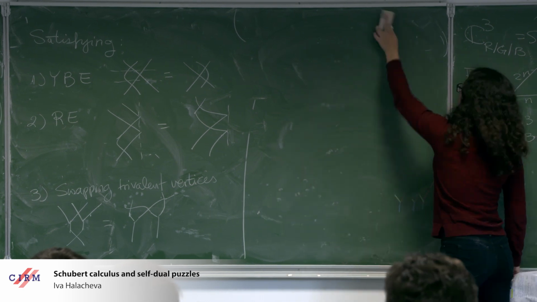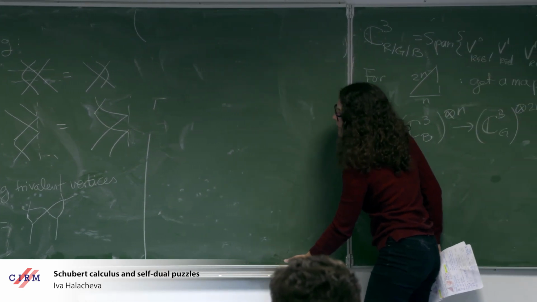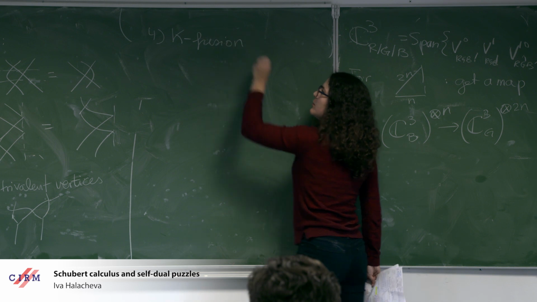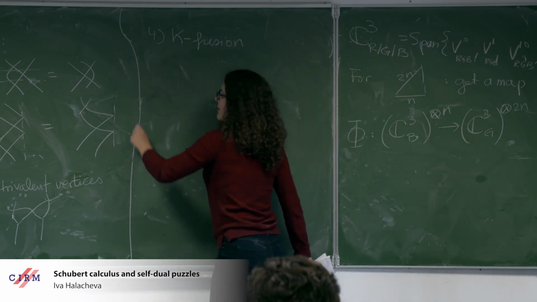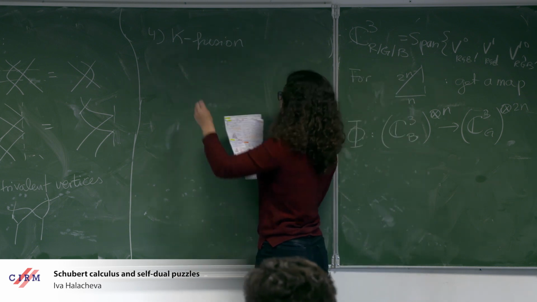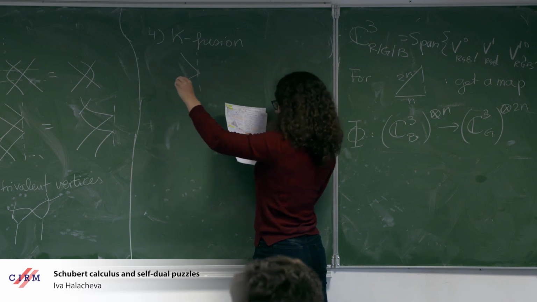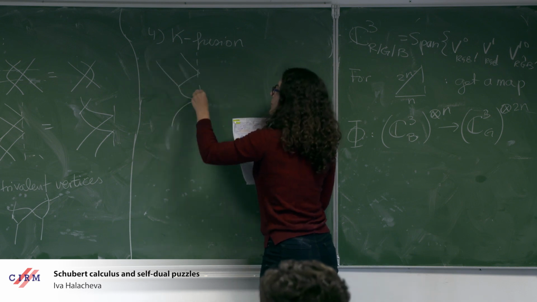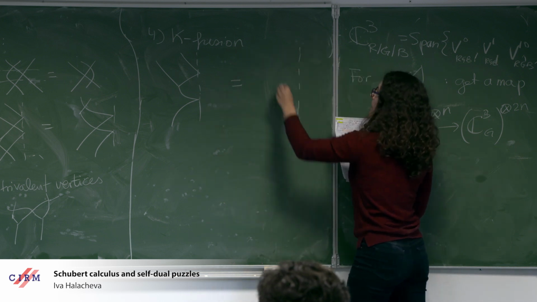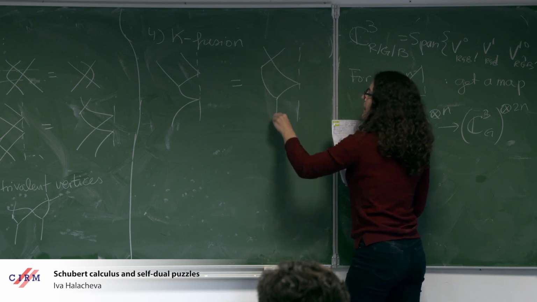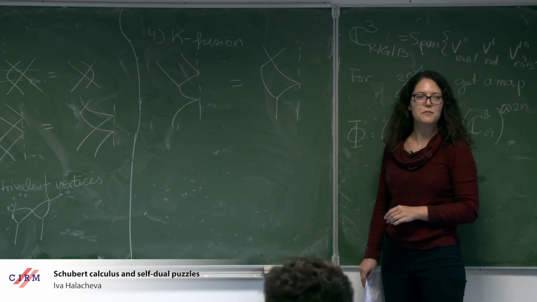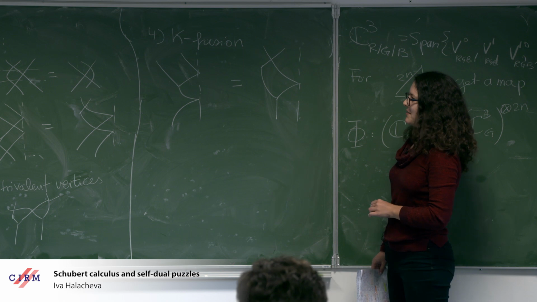And finally, one more mysterious equation, which we decided to call K-fusion, again inspired by physics and fusion channels. So it looks as follows. This is an interaction of the K matrix with the U matrix. So this should equal this. This is a bit mysterious, at least to us. So if anyone has seen something like this before, please talk to me afterwards.